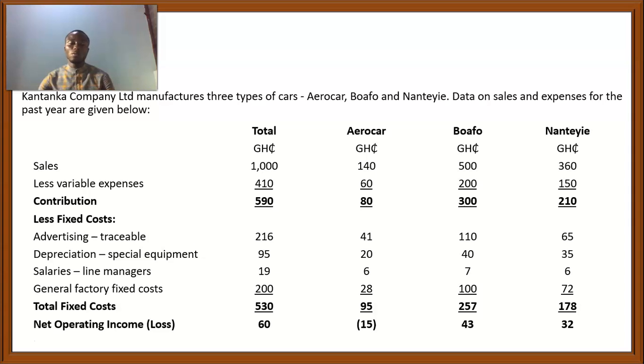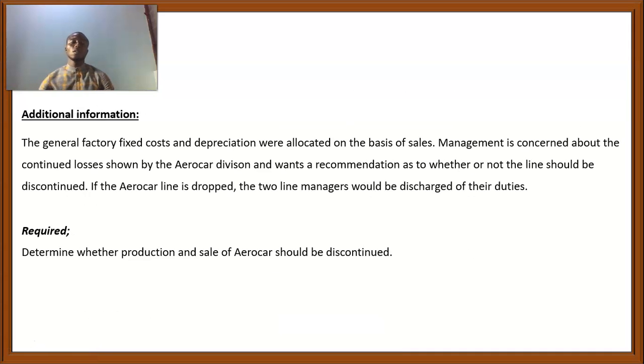So when you go through the financial statement, you realize that the net operating income for the entire company is 60 Ghana cedis. And then among the 3 lines of business, it is only Eroka that is making a net operating loss of 15 Ghana cedis. Additional information: the general factory fixed cost and depreciation were allocated on the basis of sales.